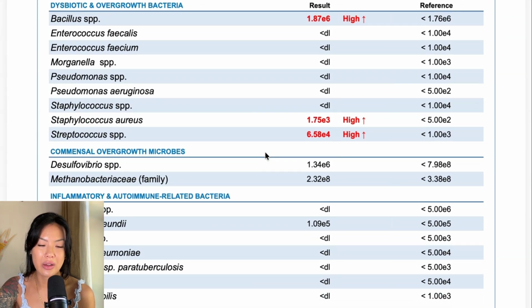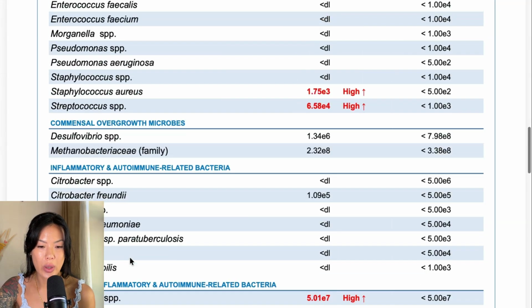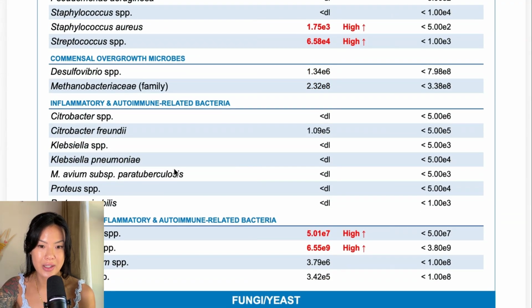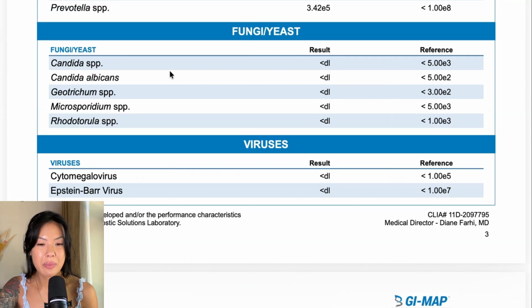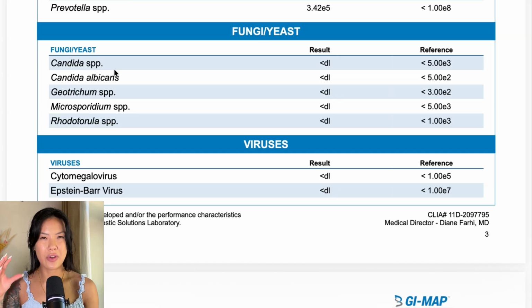She also had elevations in other bacteria as well, which I won't dive into because there's obviously a lot, and we're not doing a full GI map interpretation today. Sometimes we can pick up Candida. I recently did another GI map test and she had very obvious clinical symptoms of Candida. She had patches that were really round, showing up in areas where she sweats, armpits, just very fungal looking. She also has cravings for sugar and carbs. And so we did find Candida on the test. So that was really interesting, what we can find on the stool test.